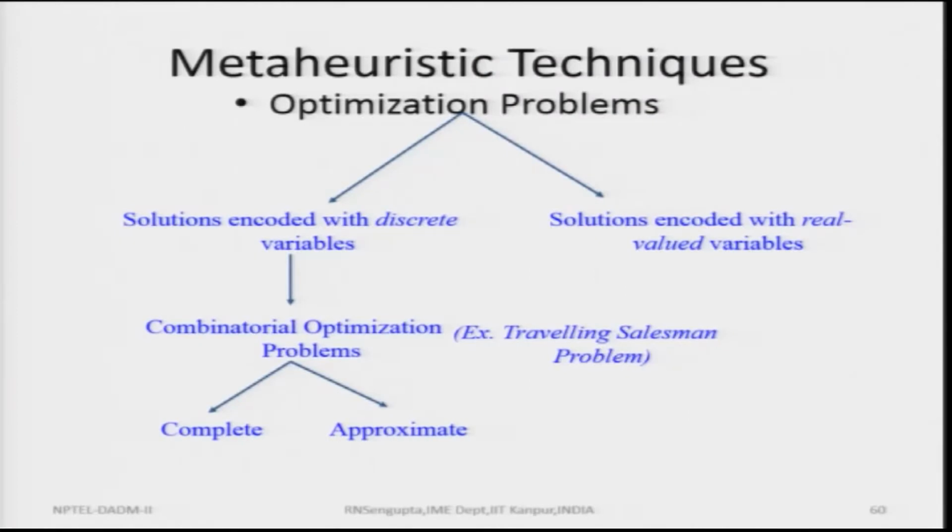Now, I am going to utilize this concept of ANN in change point detection. Solutions can be encoded with discrete variables in an optimization problem. You can have the complete or the approximate solution. In the case of the approximate solution, we are going to use heuristic methods.